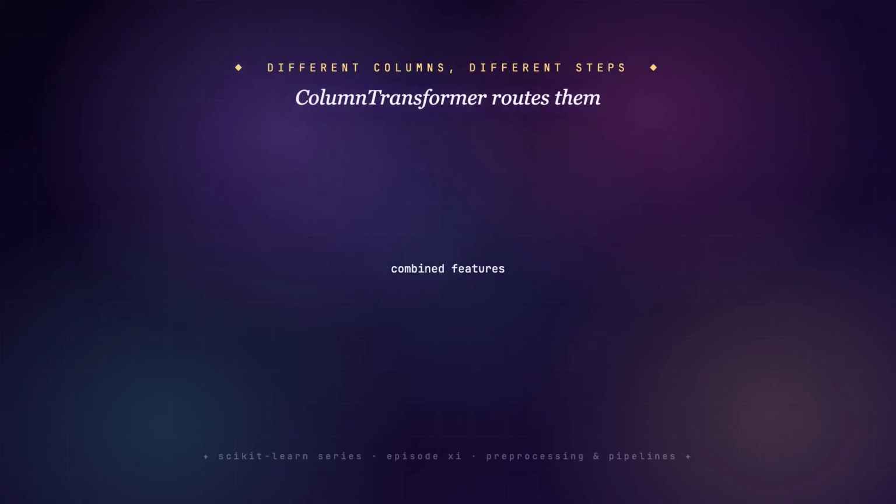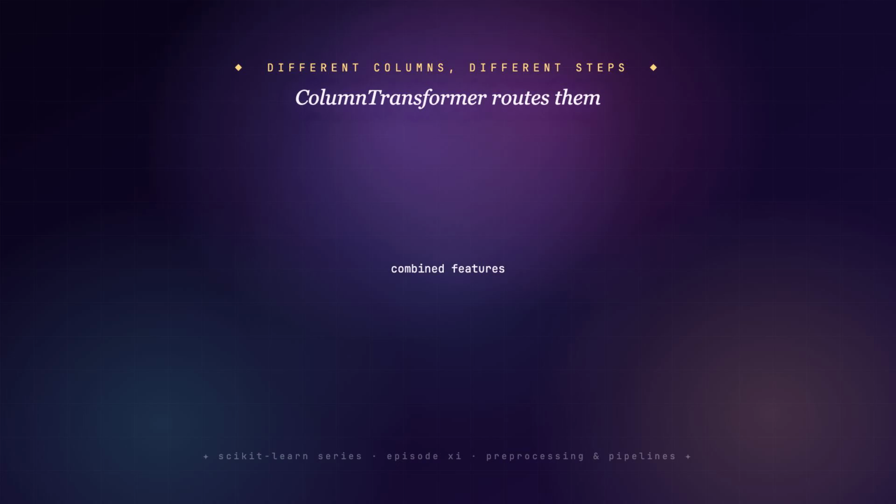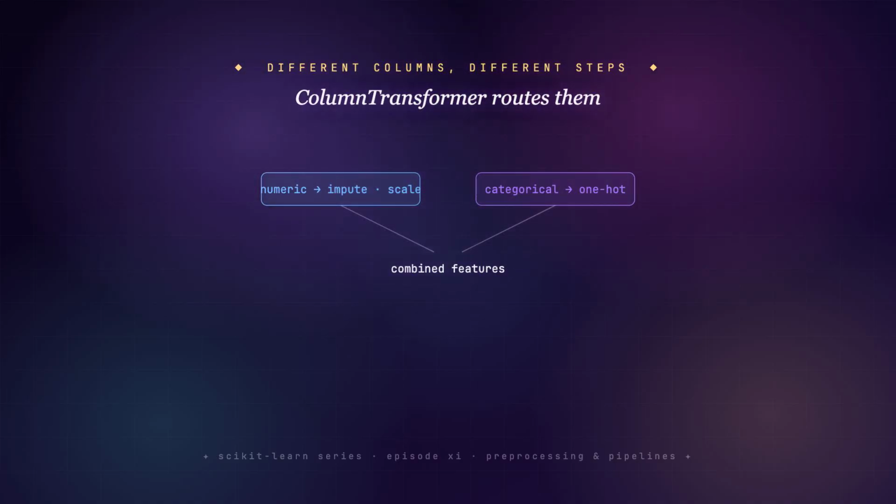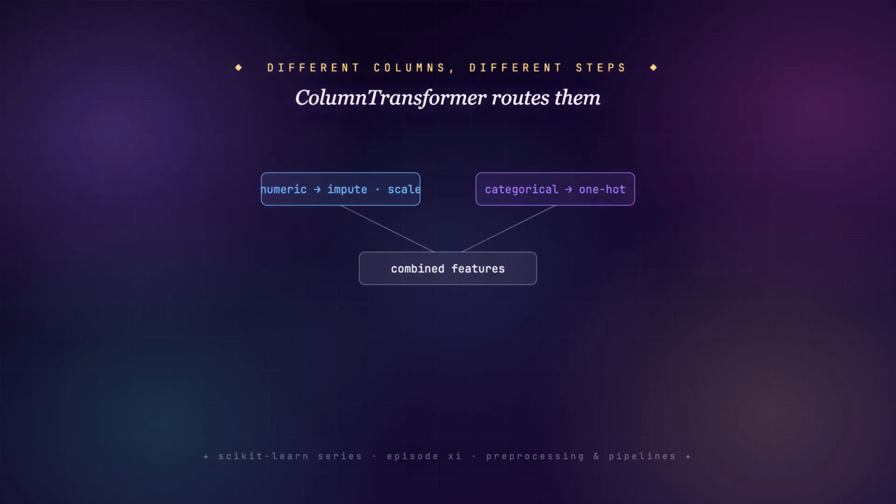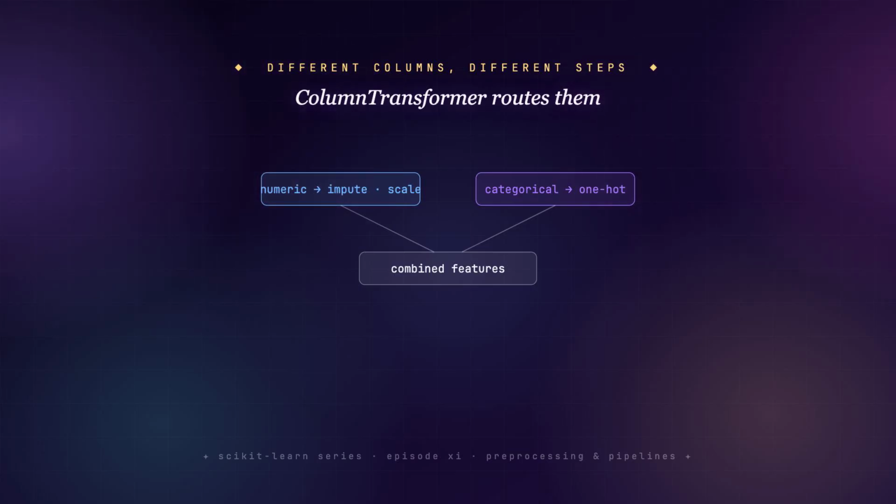And when different columns need different treatment, a column transformer handles it. Scale the numeric columns over here, one hot encode the categorical columns over there, all in parallel, then hand the combined result onward to the model. It's the clean way to wrangle messy mixed tables.